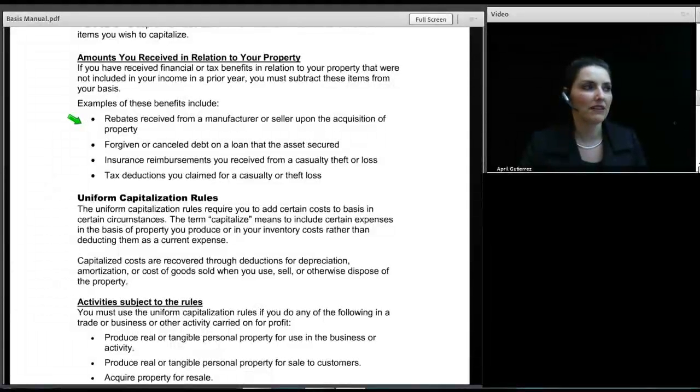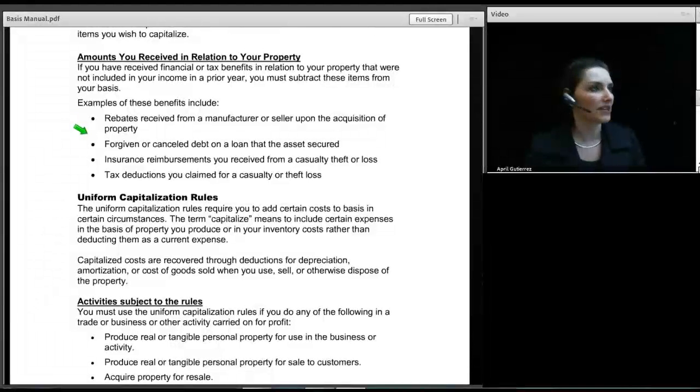This seems to me to be an example of a really good test question. If I were offering up a test, one of the questions I would suggest is: I received a rebate of $100 when I purchased my television. How much do I have to include in my income? The answer is 0, but I do have to reduce the cost of the television by $100. So rebates from a manufacturer or seller on the acquisition of property are merely a reduction to cost.